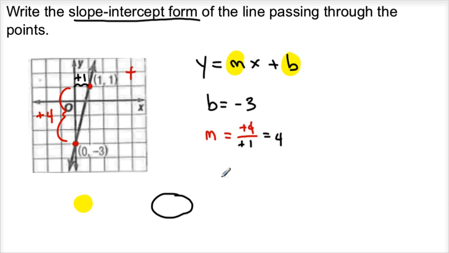Beautiful. So now let's write my equation. Y equals, my m is now 4x. My b is now -3. So the equation for that line is going to be y equals 4x minus 3. And you're done. Let's try another one.